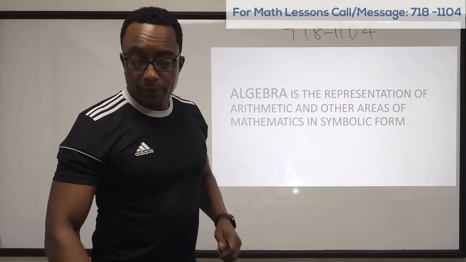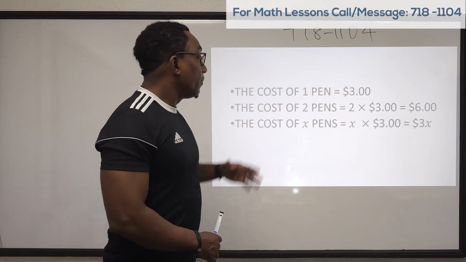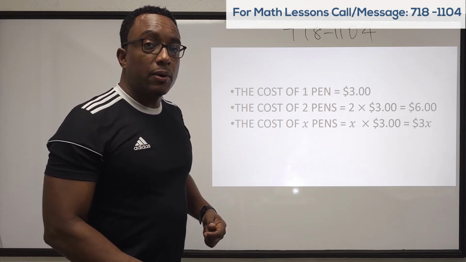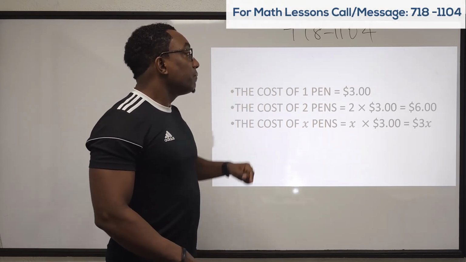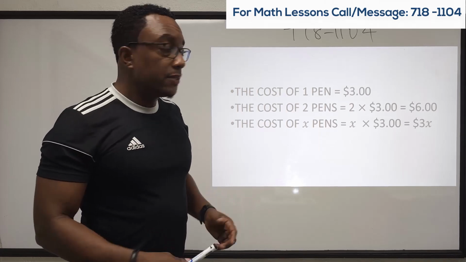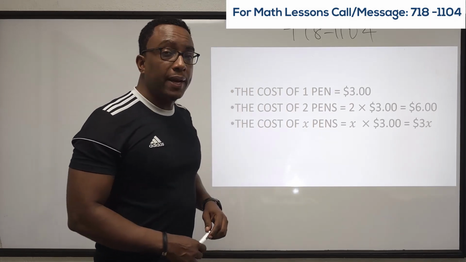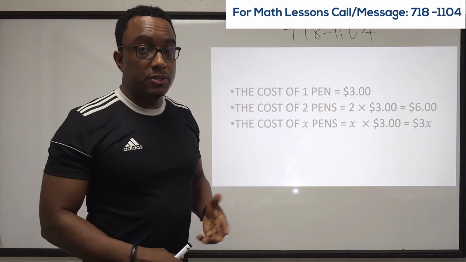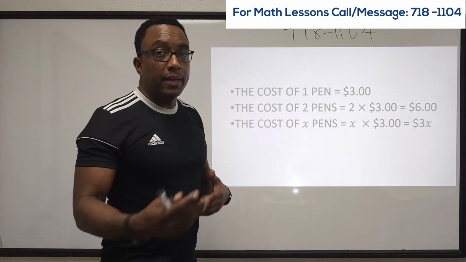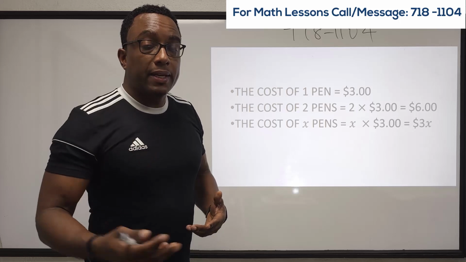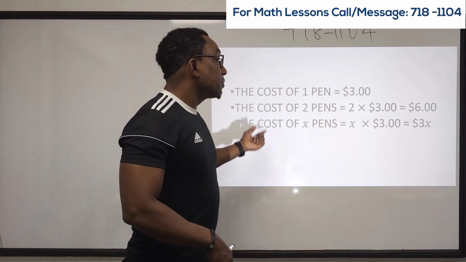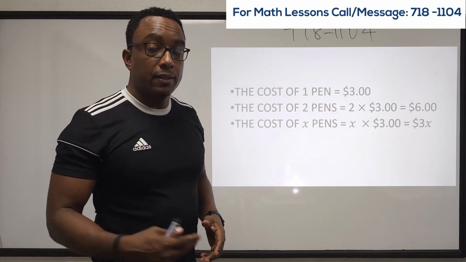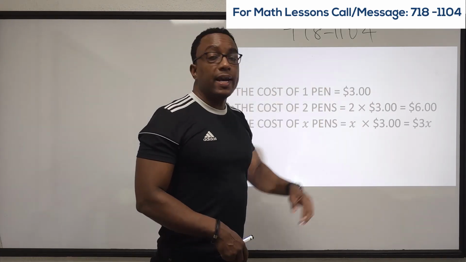So once we bring those letters or those symbols into mathematics, then it's known as algebra. So for example, just to show how we can introduce algebra into our mathematics, the cost of 1 pen is equal to $3. The cost of 2 pens obviously will be to multiply 2 by $3 to give us $6. And this is where we can bring in symbols. Let's bring in a letter of the alphabet. The cost of X pens will be to multiply X by $3, which becomes $3X.